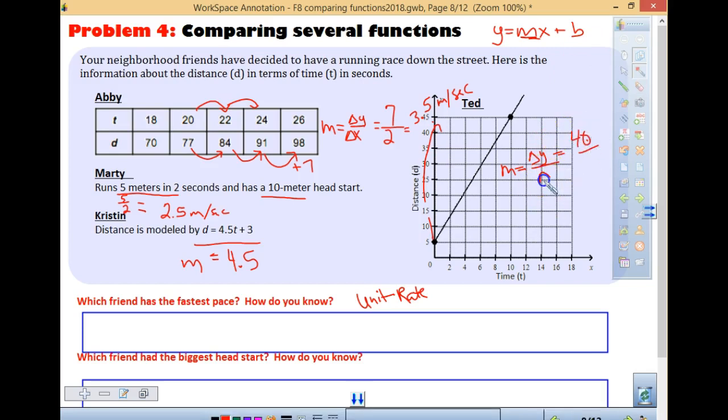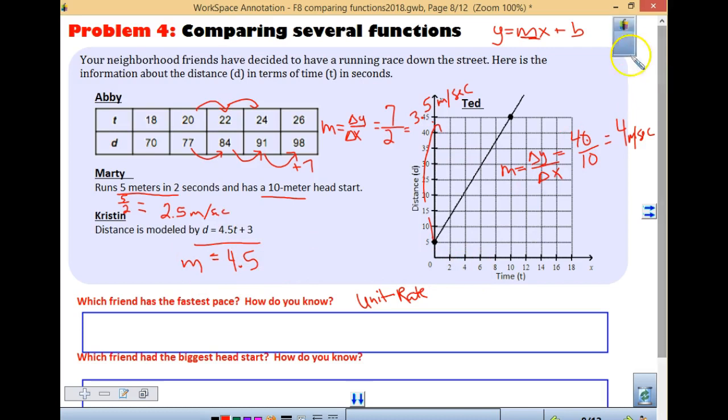And Chase, what's our change in X? Going across. 10. Going to have 10. So if we are looking at our rate of change, Ted's is 4 meters per second. Abby's was 3.5. Marty's was 2.5, and Kristen's was 4.5.